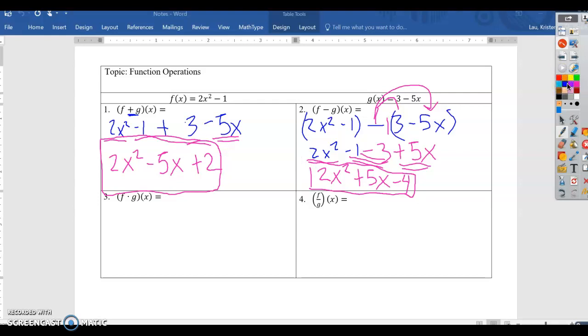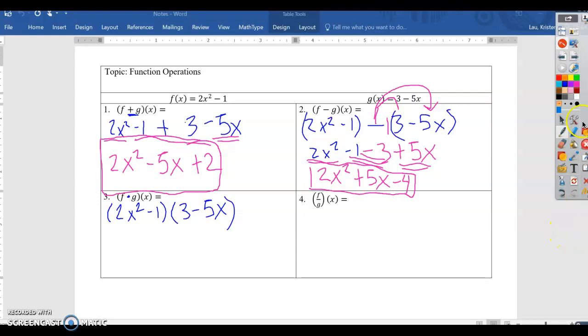Okay. Last, number 3. F times g of x. So please notice this is multiplication because it is a colored in dot. So in the next video we will learn about function compositions, and that will be an open dot. This is closed, so that implies multiplication. So what are we doing to f and g? We're multiplying them. So f is 2x squared minus 1, and g is 3 minus 5x.